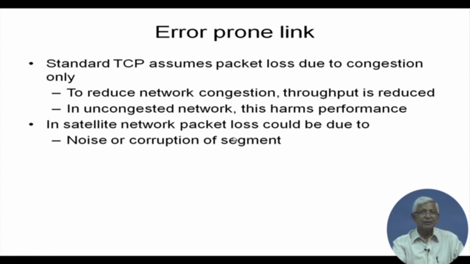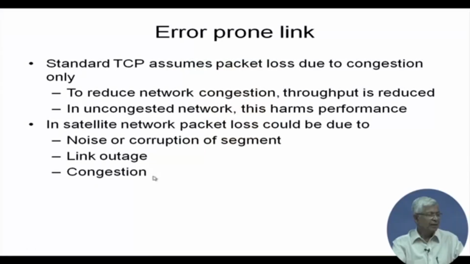In a satellite network, packet loss could be due to noise, or corruption of a segment. I mean, noise is a corruption of the segment. This is the thermal noise we are talking about. It could also be link outage, as we have discussed, where the satellite may go behind the shadow of another object, another planet, or link outage due to other propagation phenomena like heavy rain or solar flare, etc. And it could also be due to congestion. That is another possibility.